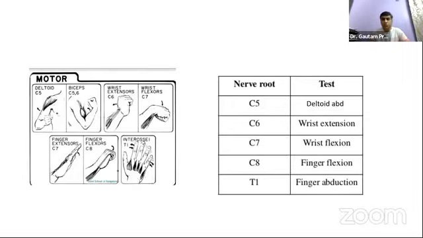Now we need to know which root is supplying which muscles, and what the actual sensory dermatome is. Grossly, we can just memorize this diagram. C5 is innervating the deltoid, C5-6 the biceps, wrist extensors is C6, wrist flexors is C7, finger extensors is C7, finger flexors is C8, and interossei is T1.